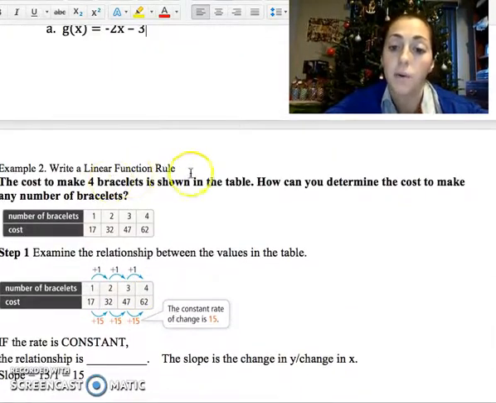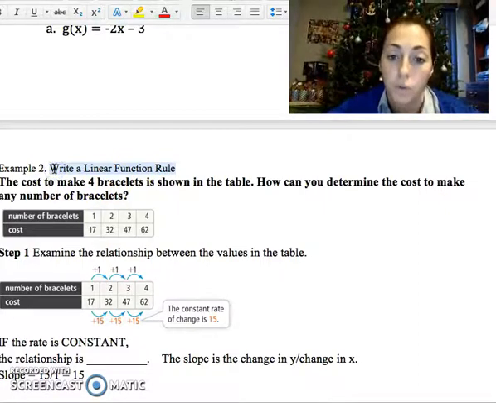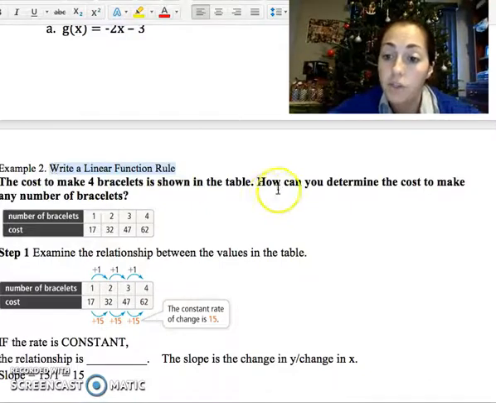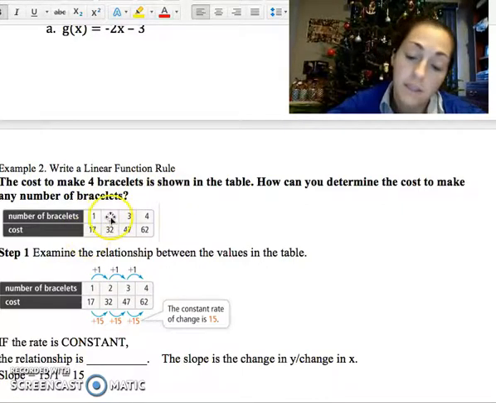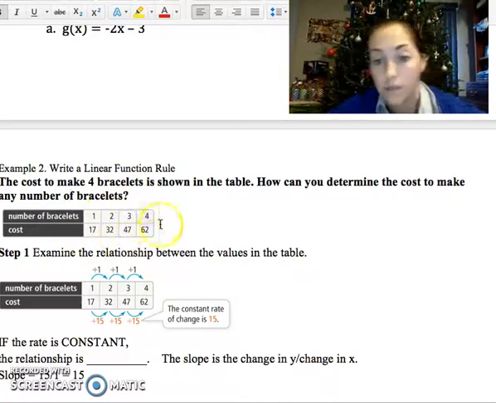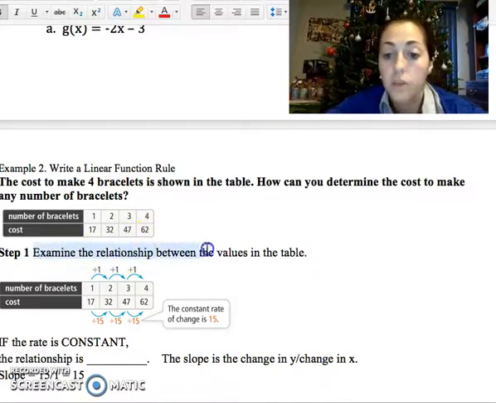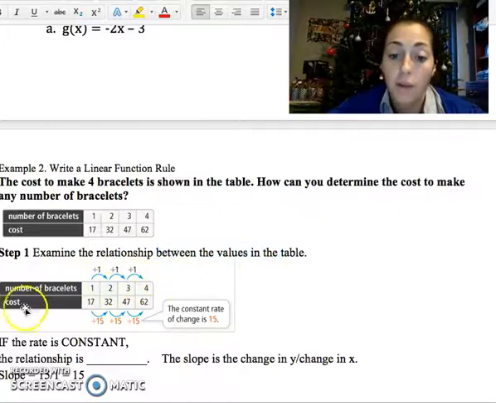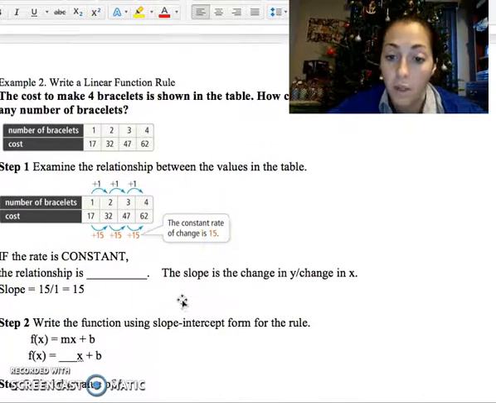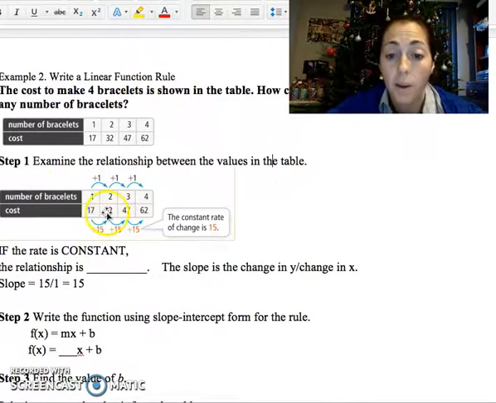Example 2, so now we're going to write a linear function rule. The cost to make 4 bracelets is shown in the table. How can you determine the cost to make any number of bracelets? So I've got, if there's 1 bracelet, 17, 2 bracelets, 32, and so on and so forth. So the first thing you got to do is look at that slope, that rate of change. Well, the number of bracelets from 1 to 2 to 3 to 4 is being added by 1. And the cost is going up by $15.